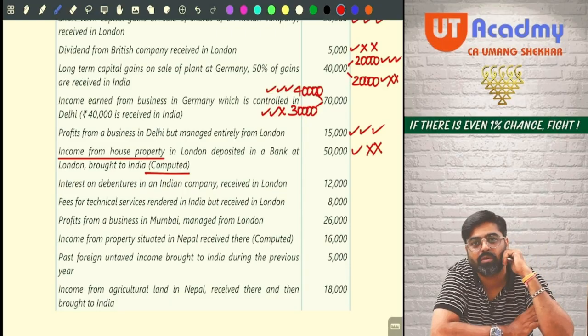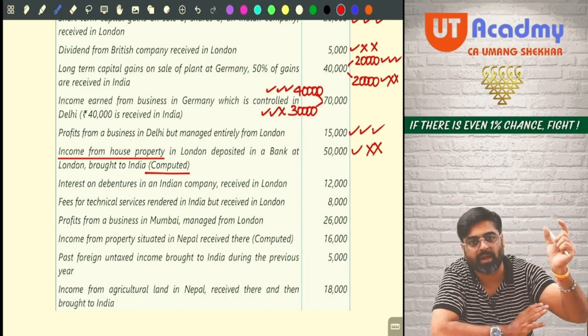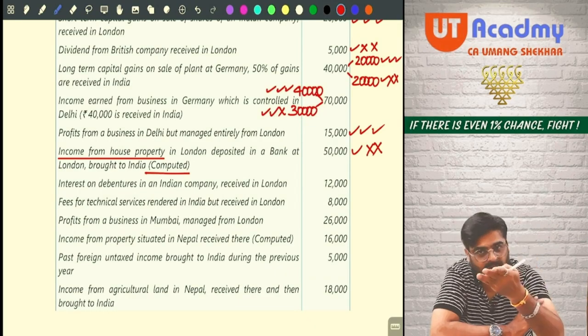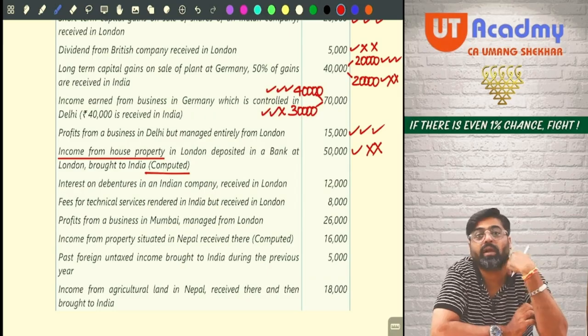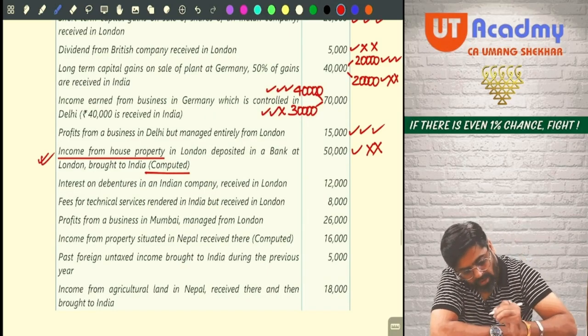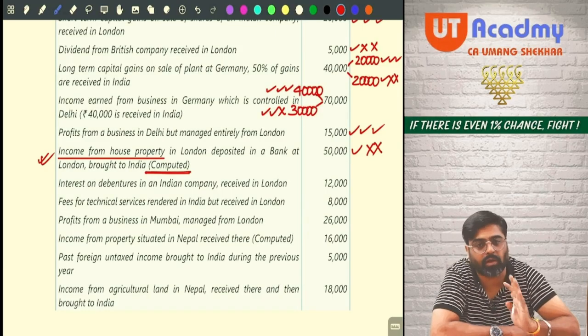What are we supposed to do? We just have to pick up this amount and show it taxable only for ROR. Hello? But what if it was not computed? What if it was not computed? Here they would have given only income from house property and this computed word was not given.